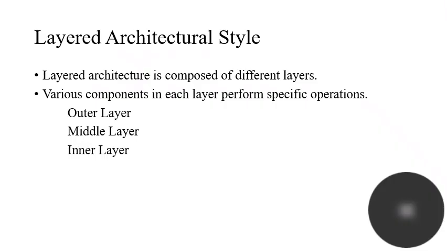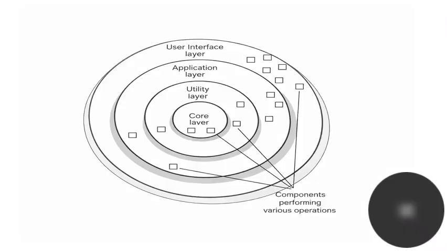First, layered architectural style. Here, layered architectural style is composed of different layers. Various components in each layer perform specific operations. There are three types of layers in layered architectural style. First one, outer layer. Outer layer performs user interface operations. Next one, middle layer, it performs application software functions. Third one is inner layer, it performs operating system interfaces. See here, this is a diagram for layered architecture.